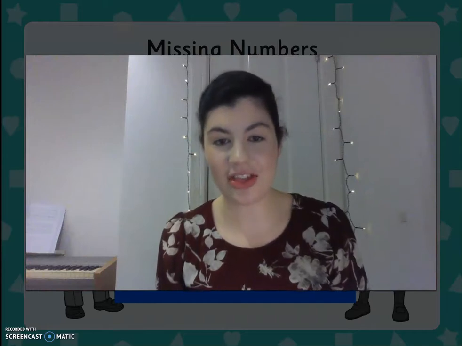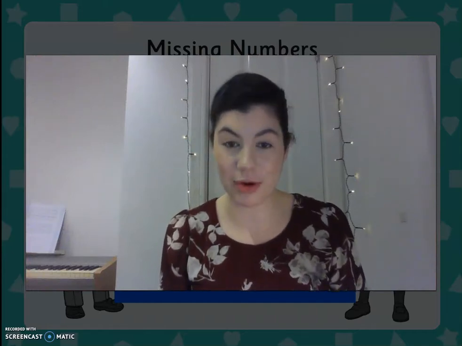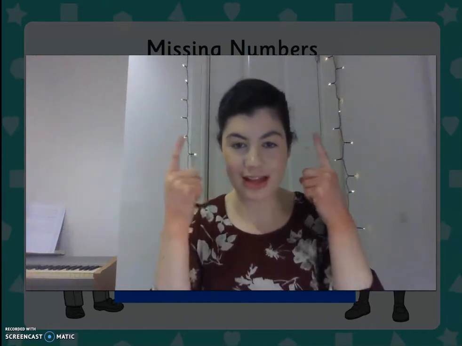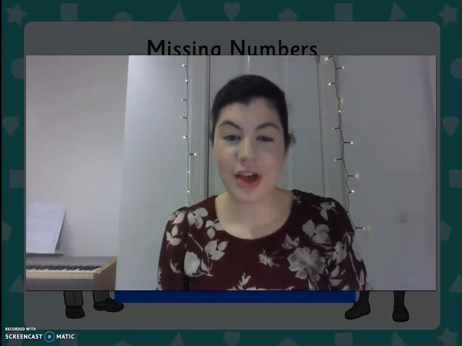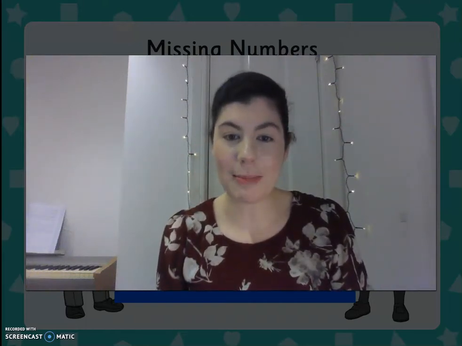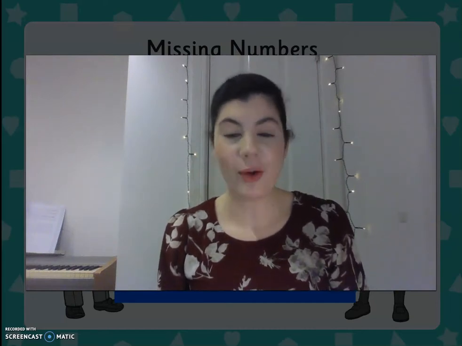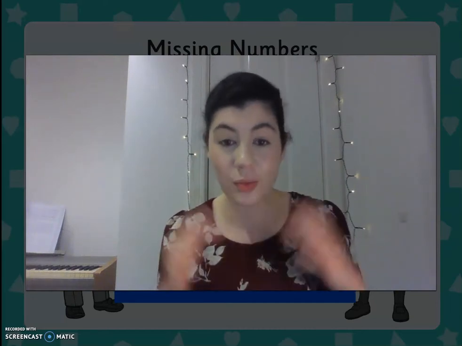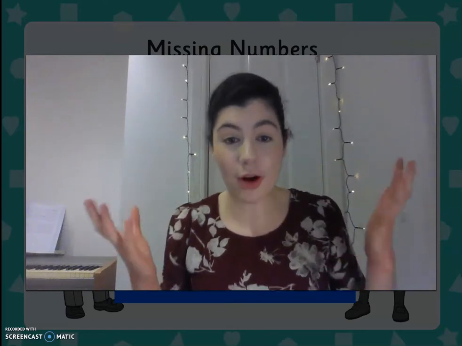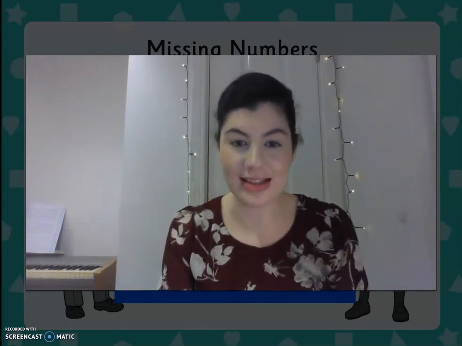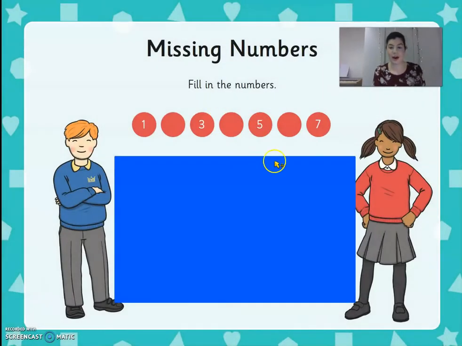But before we do that, I think that we need to warm up our maths brains, don't we? We need to get them going so that we're ready to do some learning. So the first thing we're going to do is play a game. And this game is called Missing Numbers. What we've got to do is work out which numbers are missing from our number line. So let's have a go. Now, I have put a big blue box over the ones we're not doing because it gets a bit confusing if you can see them all. And then we'll move them as we go along.